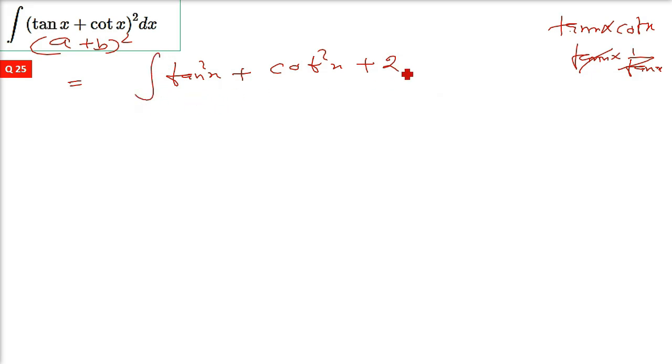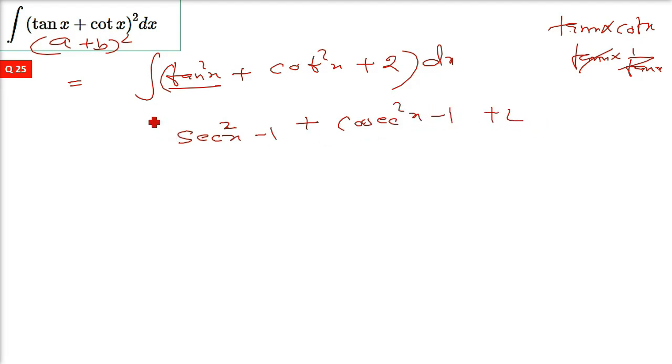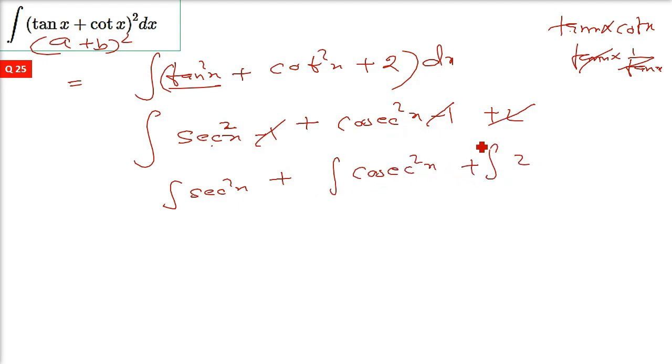Integration of tan square x, integration of cot square x, and integration of 2, which is actually dx only. So let them be separated out, and tan square x is sec square x minus 1. Before doing this one, we have to resolve it because we don't have any integration for tan square x, but we do have this for sec square x. So tan square x is sec square x minus 1, cot square x is cosec square x minus 1, and 2 is already there. So this 2 gets cancelled with negative 1 and negative 1. The 2 minus 2 is 0. So we get integration of sec square x and integration of cosec square x.